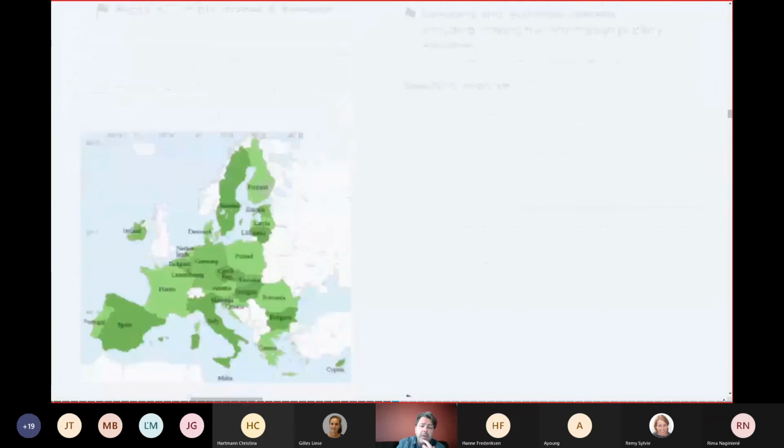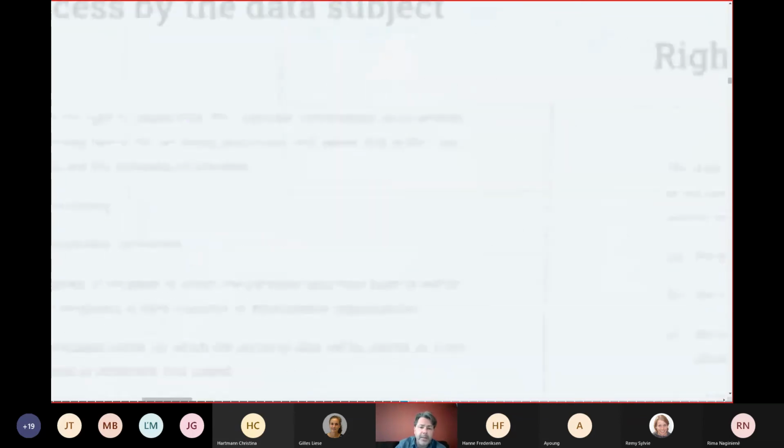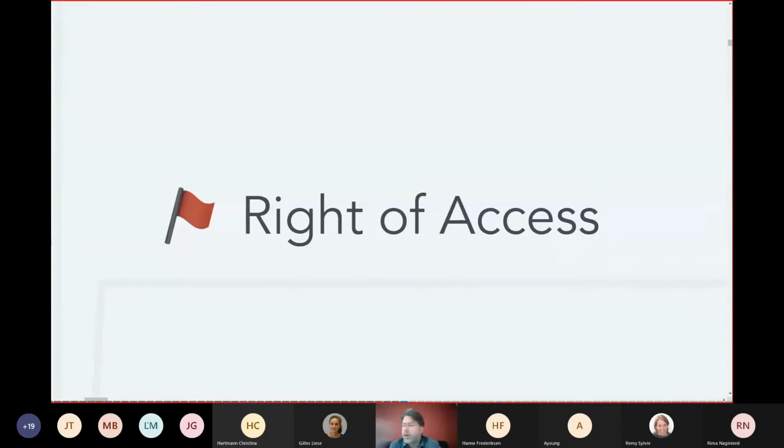Interesting here also is that member states can also make life a little bit easier for you. So it's very interesting, again, to look into your own country's situation. But please be careful. This only applies when you did not get the information from your data subjects themselves, but you got a bunch of information from another organization about specific data subjects. So far, the right of information.